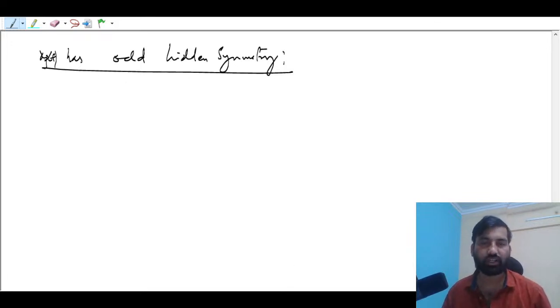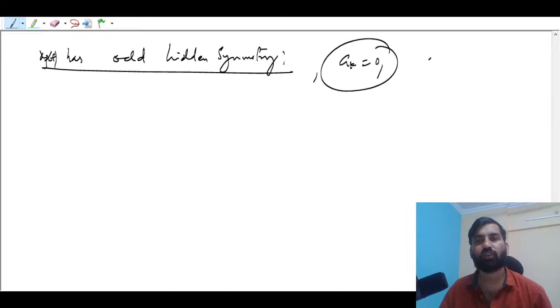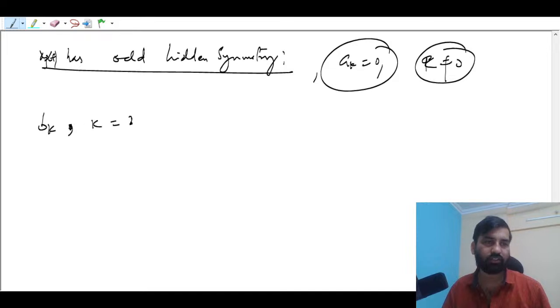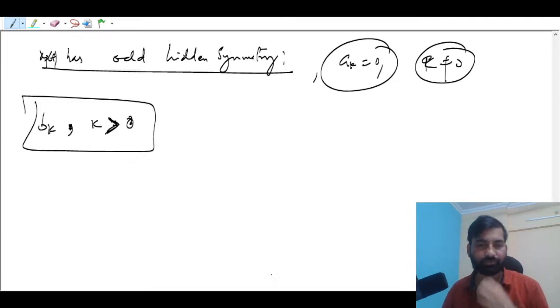In this situation, you don't have to find AK. AK is going to be 0 for K not equal to 0. For all K, AK is going to be 0, but for K equal to 0, it is not 0 because there is a DC value. We find out the coefficient, that is nothing but BK. So BK we have to find out for K greater than 0. Because K equal to 0 you already know. Okay? I hope this makes sense, right?